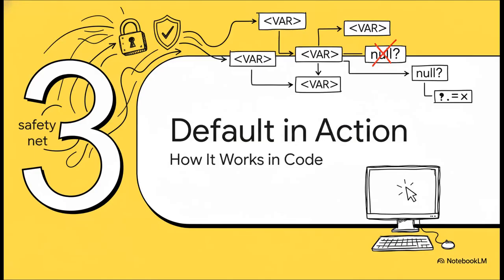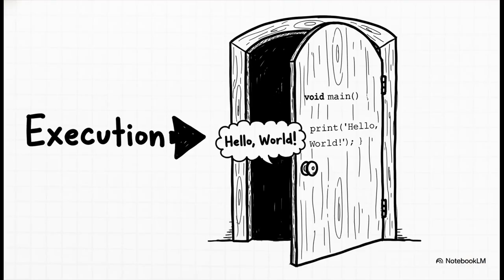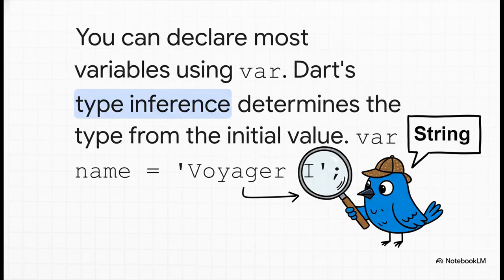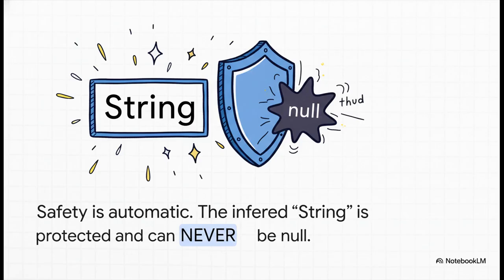Okay, theory is great, but let's see what this actually looks like when you're writing code. How does this safety net work in the real world? Every Dart journey begins here, right? The classic main function. This is our home base, our entry point. A simple hello world to get us started. Now, let's make a variable. We just use the var keyword and give it a value. Thanks to something called type inference, Dart is smart enough to look at Voyager I and say, hey, that's a string. We don't even have to tell it. And here is the magic trick. Because of that non-nullable by default rule, Dart doesn't just see a string. It sees a string that can never, ever hold the value null. That safety is just built right in. You get it for free.